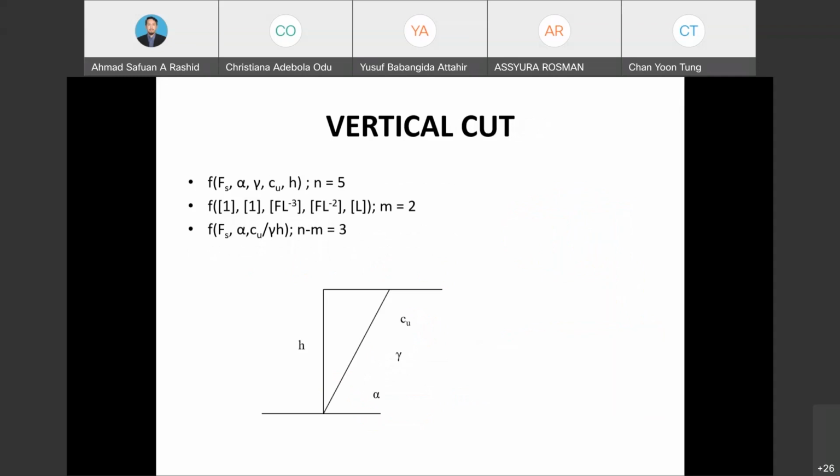Then we have the parameters here: alpha, gamma, Cu, and H. So the total is 5. Then the derivation from the primary dimension, the total is 2. And the last one, the number of the dimensionless equation should be 3. Okay. So Fs and alpha are dimensionless. So the rest we may derive the last dimensionless equation.